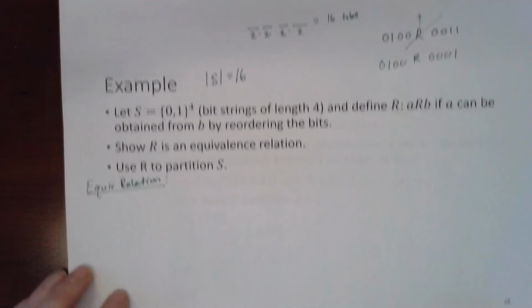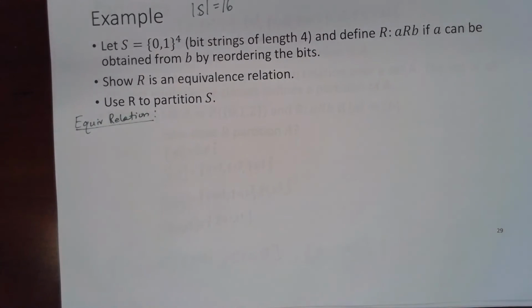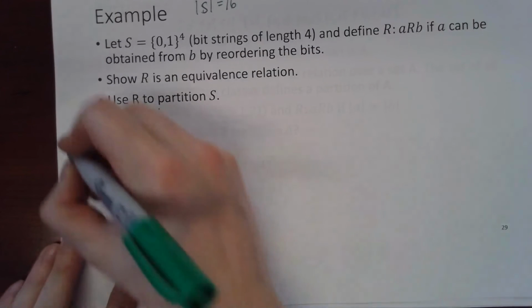Okay, an equivalence relation has three properties. What are they? Reflexive, symmetric, transitive. Good.